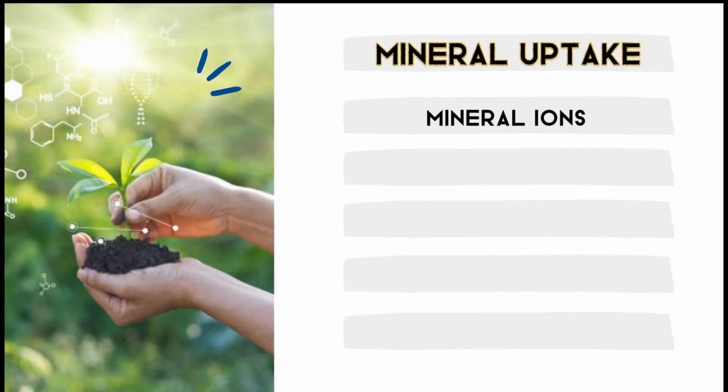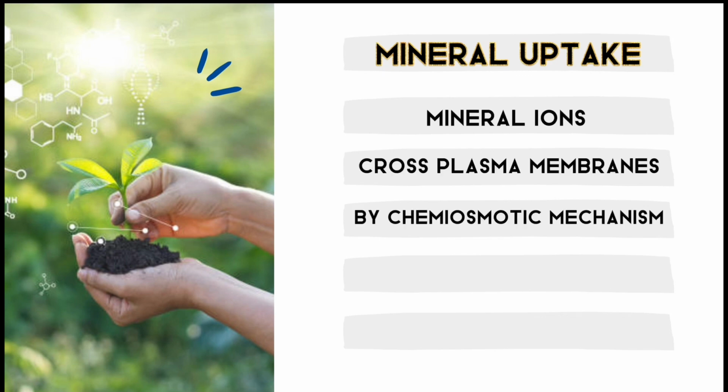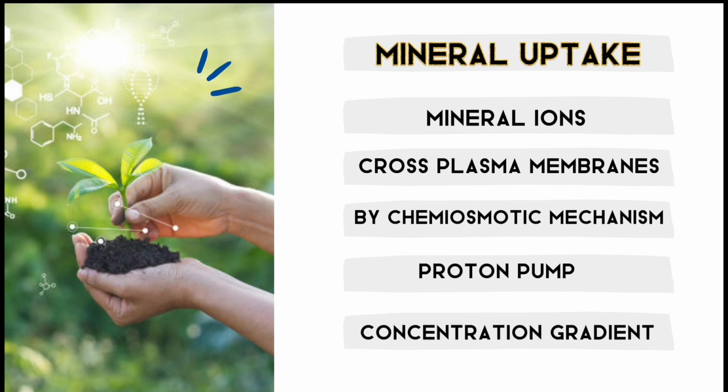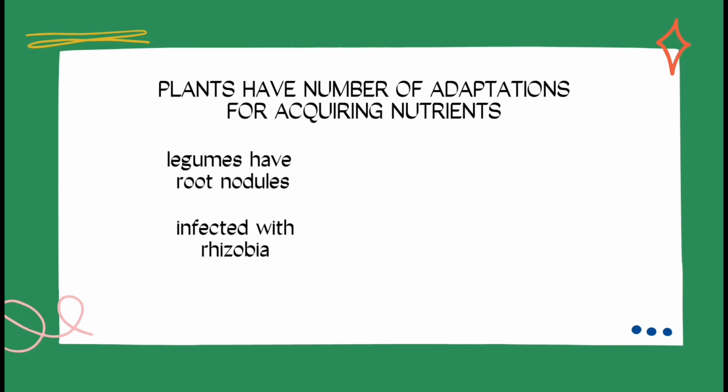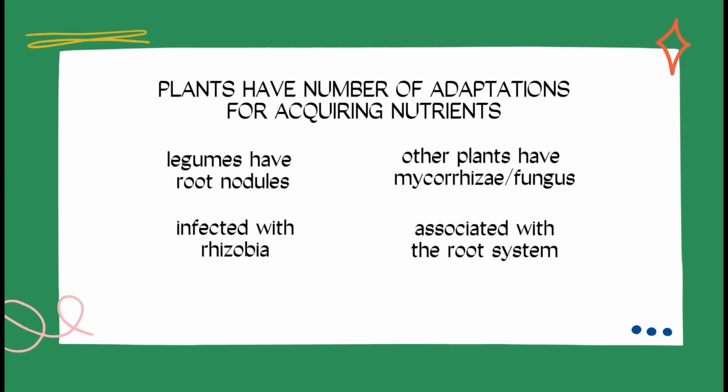Mineral ions cross plasma membranes by a chemiosmotic mechanism. A proton pump is involved, and this process depends on the concentration gradient. We also learned that plants have a number of adaptations that assist them in acquiring nutrients. Legumes have root nodules which are infected with rhizobia. Many other plants have mycorrhizae or fungus associated with the root system.